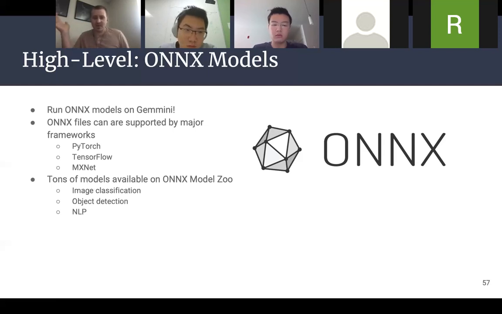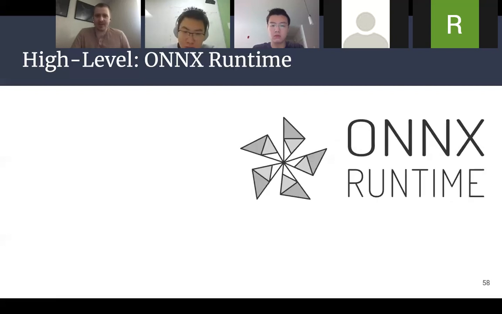And a lot of the models that you would typically want to use for image classification, or NLP, or object detection, or whatever, are already available in something called ONNX Model Zoo, which is just an online repository of these things. So most probably, you won't need to generate your own. You'll just be able to find them.